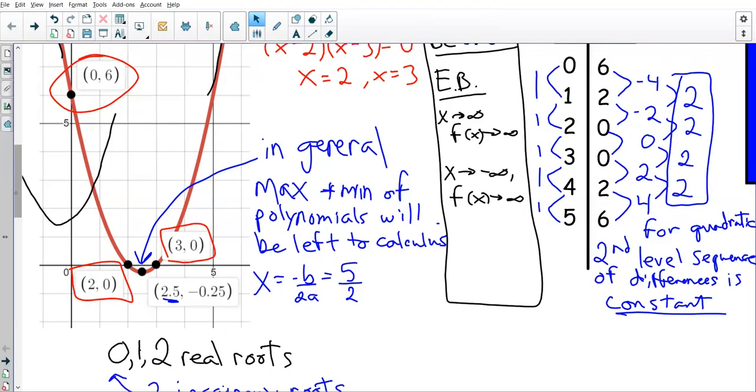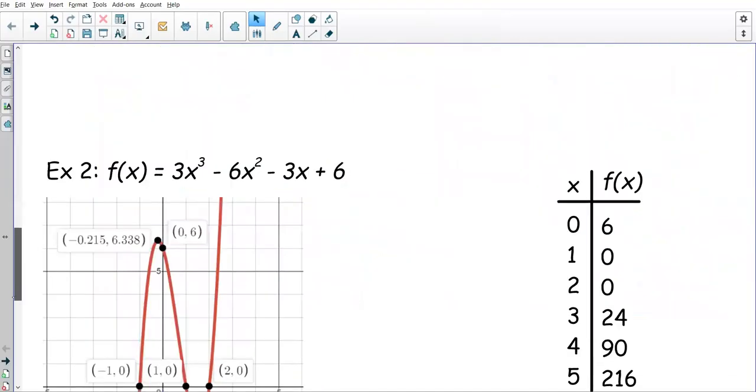If I have a data table, we looked at the patterns that we see in the data table, ensuring, of course, that we have a constant interval in our x's. We can then see that the second level sequence of differences will be a constant for a quadratic. All right, let's move on to our next example.